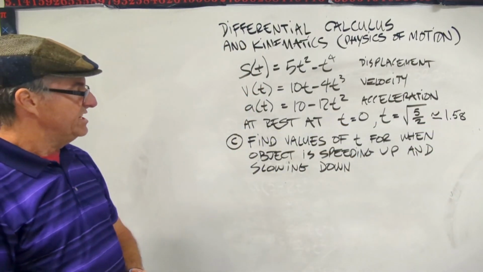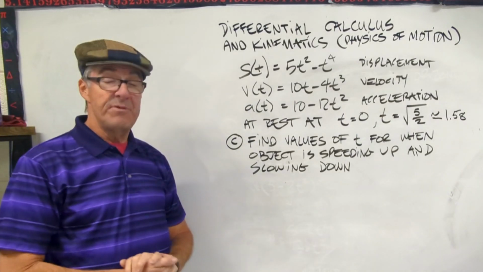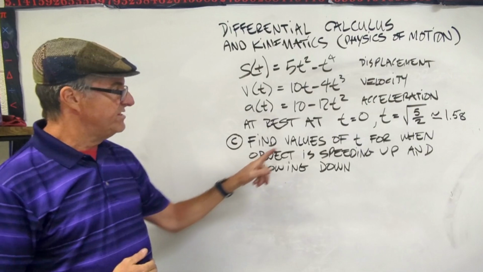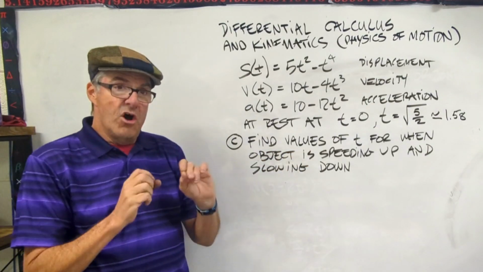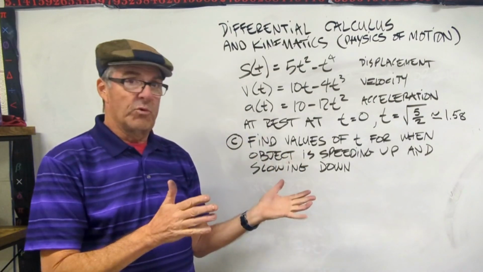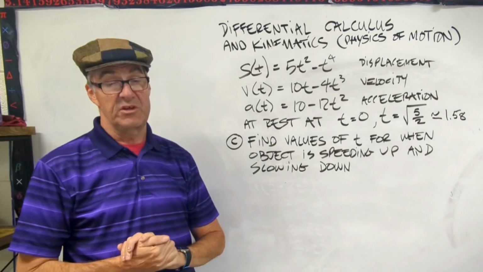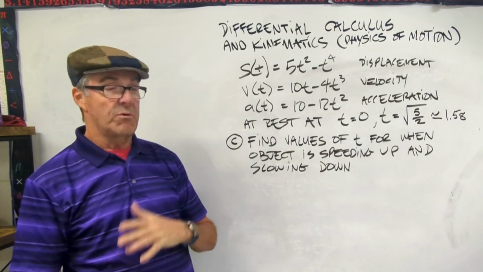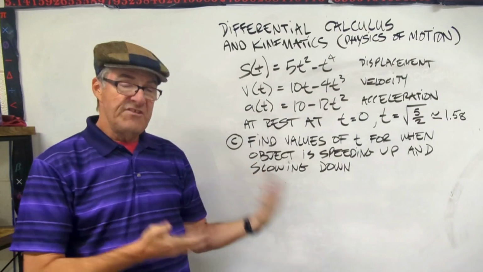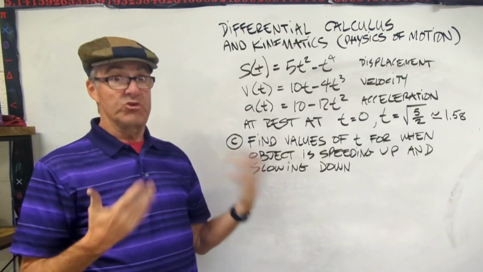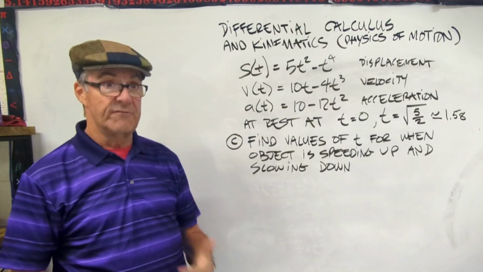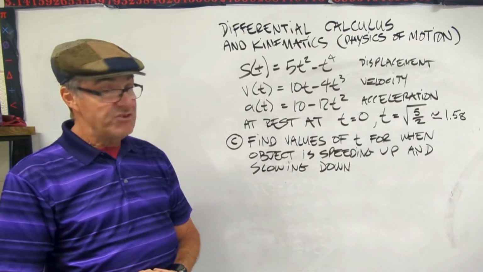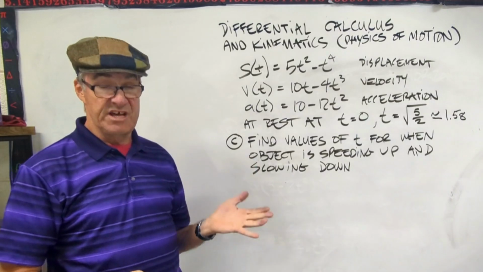Find the values of t for when the object is speeding up and speeding down. So let's interpret this a little bit. Find the values. So we want to know all the t's for when it's speeding up and all the t's for when it's slowing down. So this is an interval type question. This is like when we were asked about derivatives, find the interval for when the function is increasing or decreasing, or the interval for which it is concave up or concave down. So this is basically that question in a physics context.